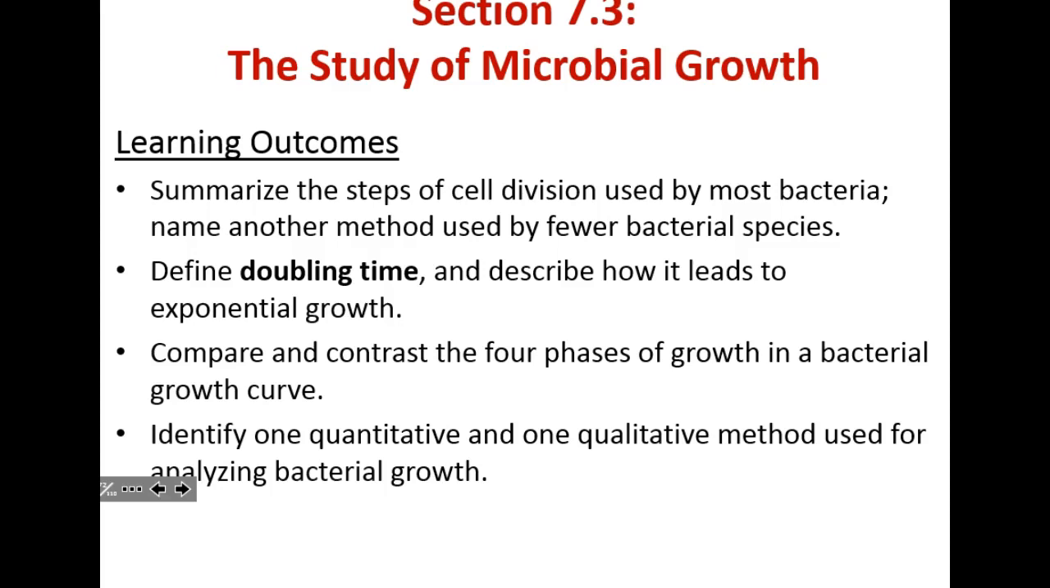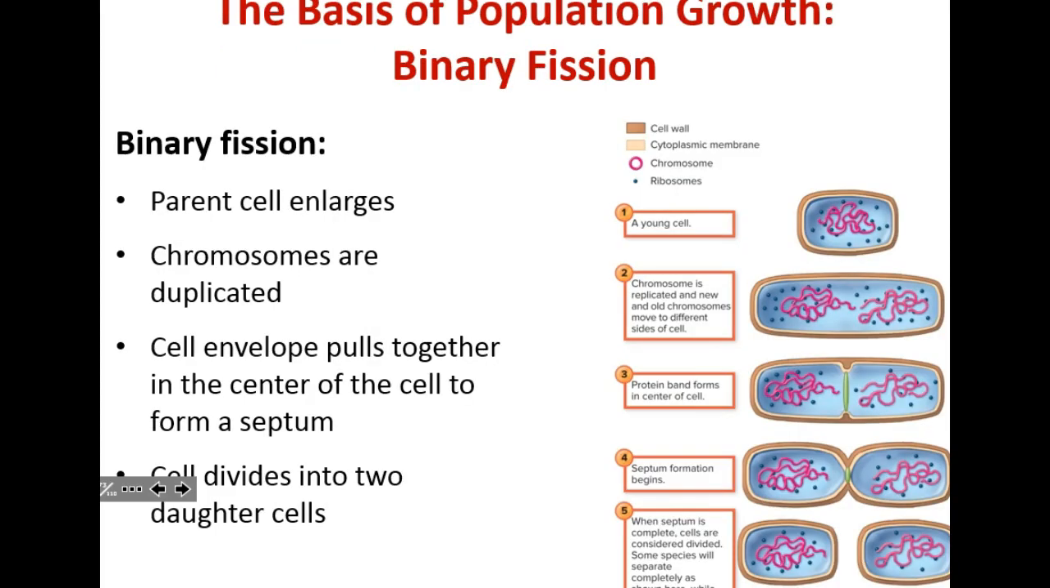We're going to compare and contrast the 4 phases of growth in a bacterial growth curve, identify one quantitative and one qualitative method used for analyzing bacterial growth. Well, the basis of population growth is binary fission. The parent cell enlarges, the chromosomes are duplicated, the cell envelope pulls together in the center of the cell to form a septum.